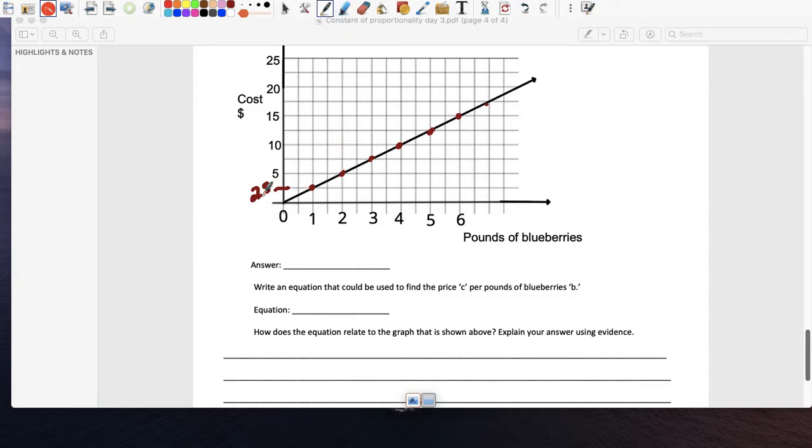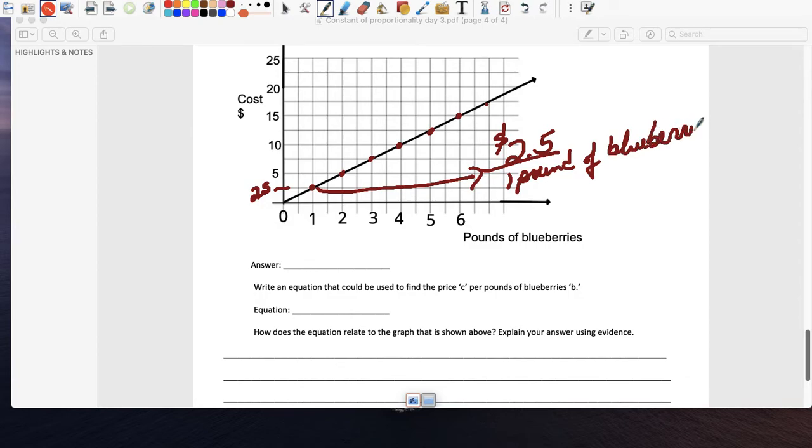Now, they want the constant of proportionality. We really don't have to do anything. This is the unit rate, right? We have $2.50 for 1 pound of blueberries. So that's the unit rate. And if you know the unit rate, guess what else you know? We know what K is. K is 2.5. And if I know K, do I know the equation of the line? Yeah, I do. y equals 2.5x. All that from this little point right here.